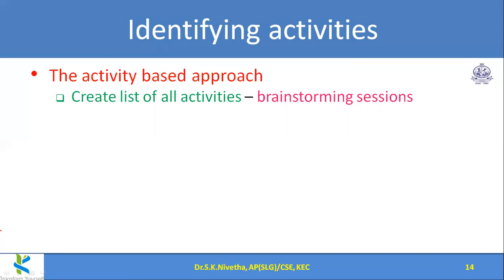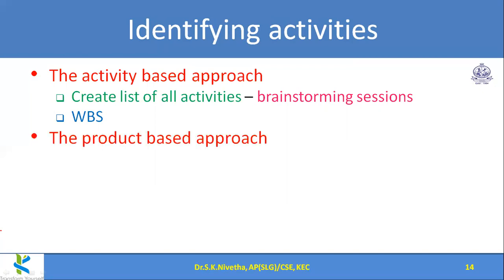Likewise, in the same way, they can list all the activities in the project, and this is called work breakdown structure. Generally, the total work we are splitting into sub activities, that is called work breakdown structure. So the activity based approach is generally defined here as WBS. And product based approach, in this case, we could list what are all the deliverables in the project. Based on that, we are defining the activities. That is product based approach.